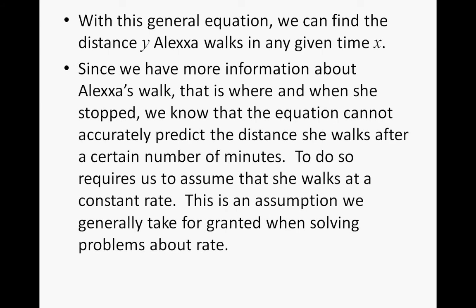Since we have more information about Alexa's walk, that is, where and when she stopped, we know that this equation cannot accurately predict the distance she walked after a certain number of minutes. To do so requires us to assume that she walks at a constant rate. This is an assumption we can generally take for granted when solving problems about rate.